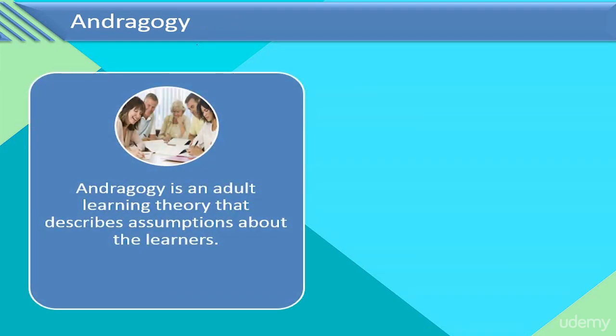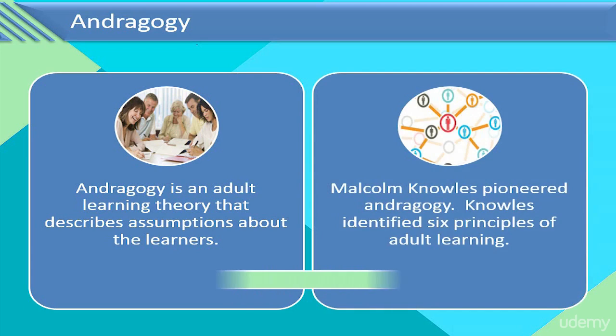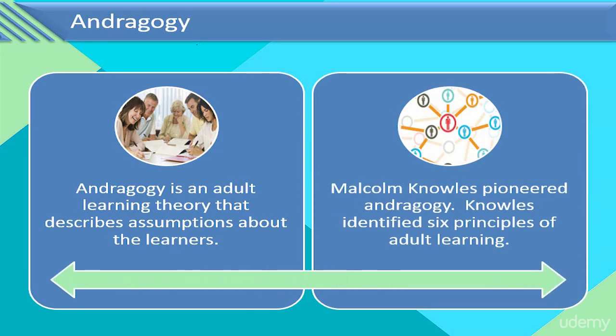Andragogy, or adult learning, is an adult learning theory that describes assumptions about the learners. The concept of andragogy was pioneered by Malcolm Knowles, a theorist of adult education. He defined andragogy as the art and science of helping adults learn. Malcolm Knowles identified 6 principles of adult learning. Let's look at each one of them in detail.